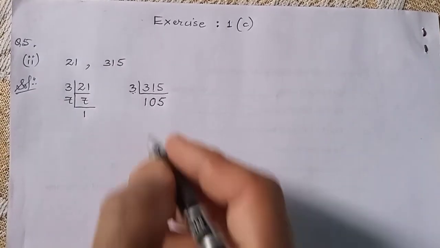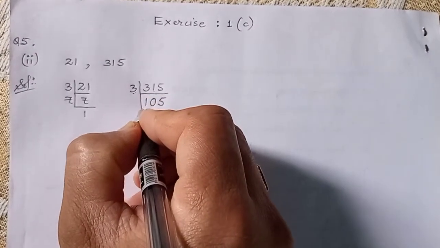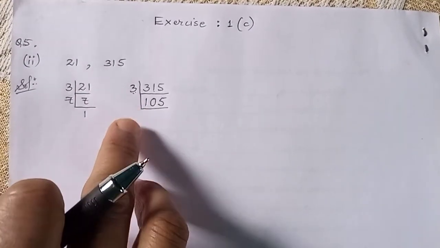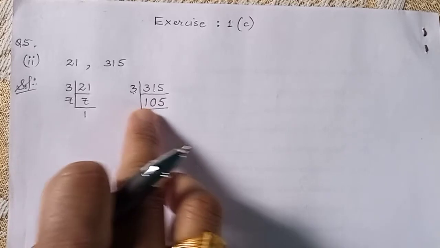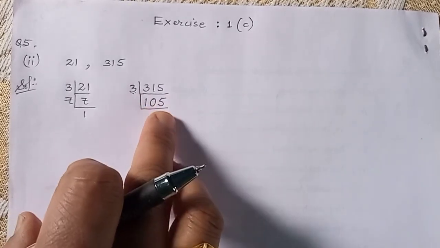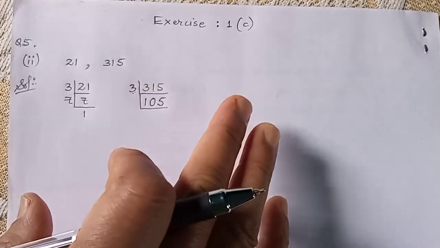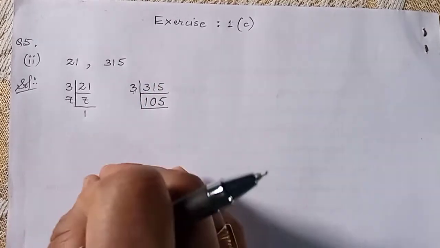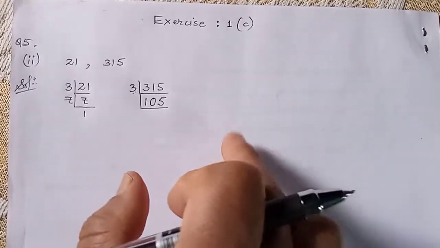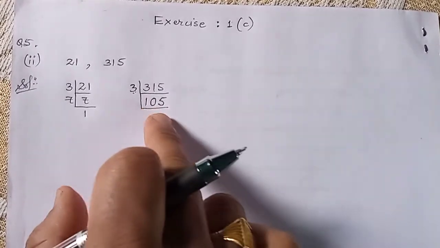Now let's continue again. Since the last factor was 3, let us again try 3. Again for 3, since it's a big number, let us do the test again. 1 plus 0 is 1, 1 plus 5 is 6. 6 is the total, and 6 comes in the table of 3. 3 ones are 3, 3 twos are 6. The total is also 6, and 3 twos are 6. That means yes, we can divide this by 3.